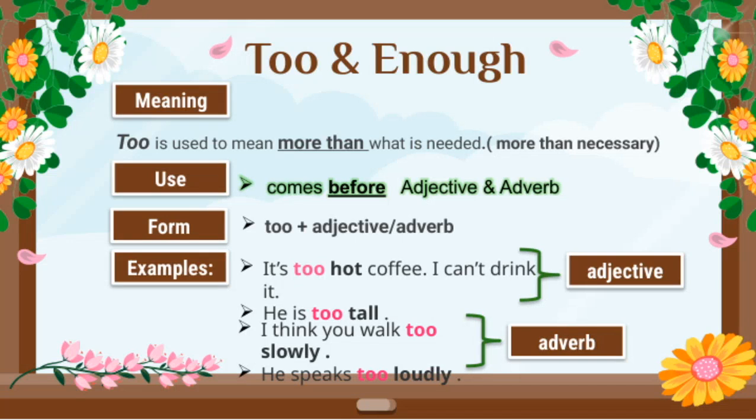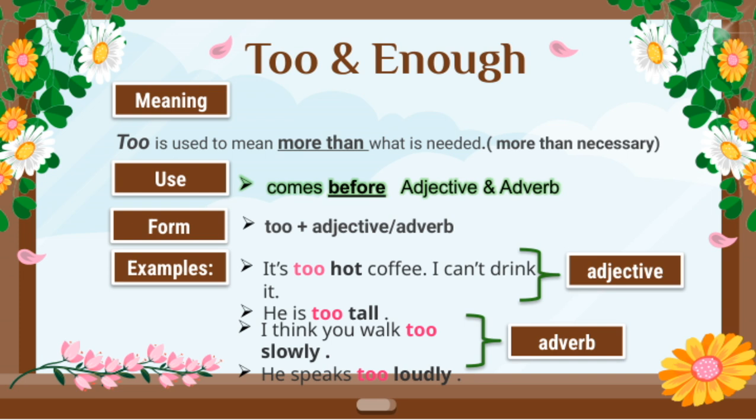Now let's look at how we use adverbs and adjectives with too. For example, I think you walk too slowly. Here, slowly is an adverb describing how you walk, and too indicates that it's more than what's needed. Similarly, he speaks too loudly. The adverb loudly describes how he speaks, and again, too shows that it's more than appropriate. When we say, it's too hot coffee, I can't drink it, we mean the coffee is excessively hot, more than what's comfortable or safe to drink.